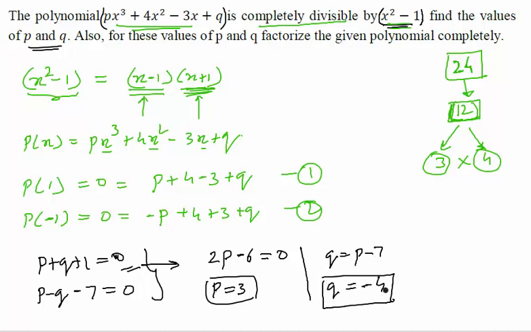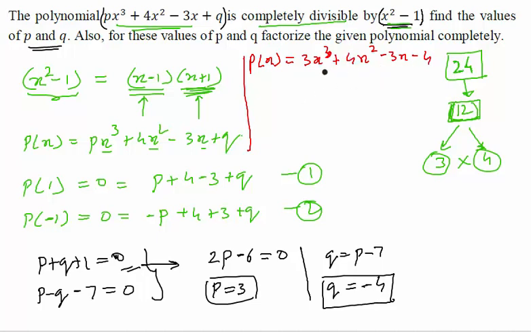So we now have both the values of p and q. But the second part of the question is to factorize the new polynomial completely using these values of p and q. If we use these values, our polynomial px will become 3x cube minus 4x square minus 3x minus 4.